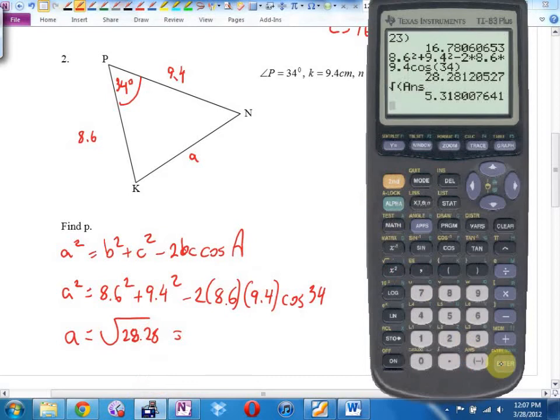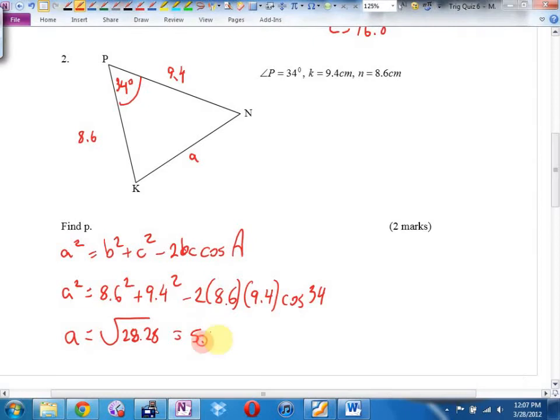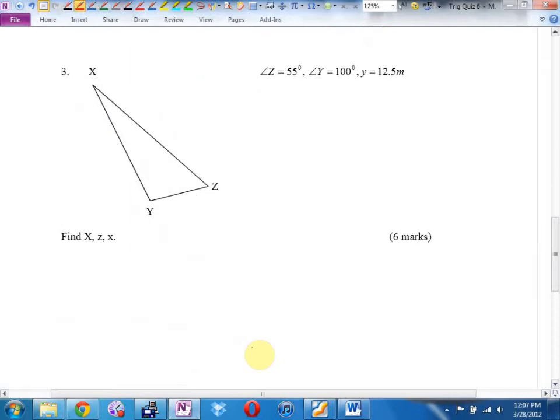5.32. Two marks. Sam, if I was marking this, I'd probably go 1 mark for the equation, 1 mark for the answer. If you got the right answer, you're going to get 2 out of 2. The reason to show work is that if you make a mistake, you can still get some marks, right? Turn the page.